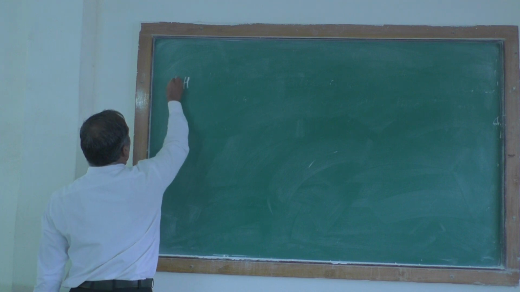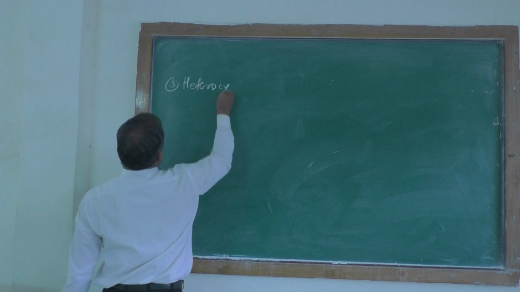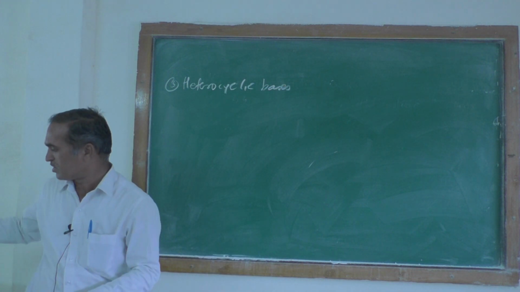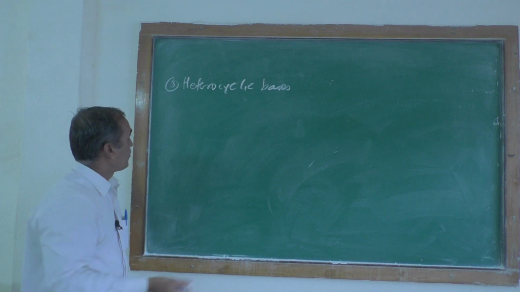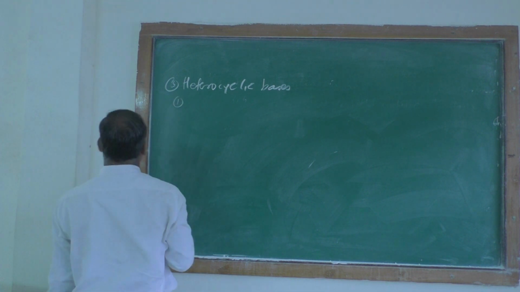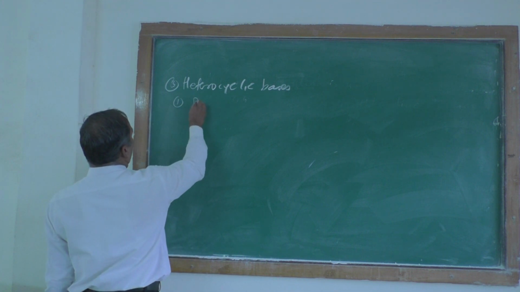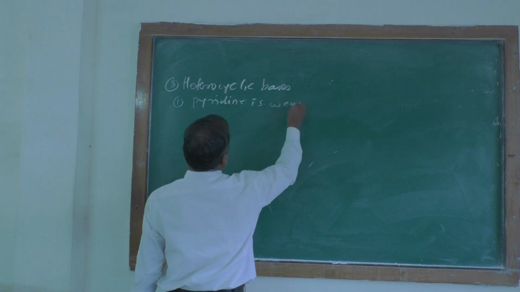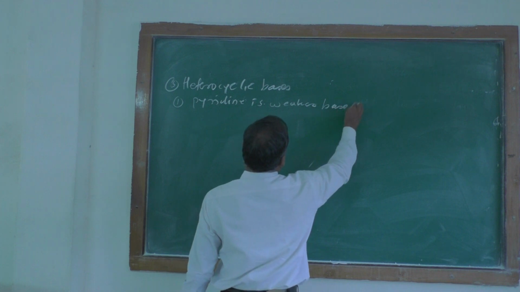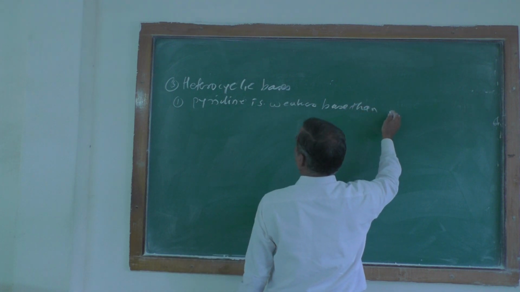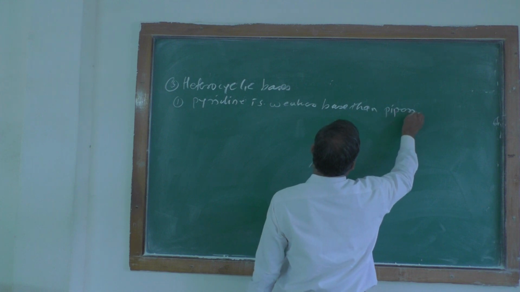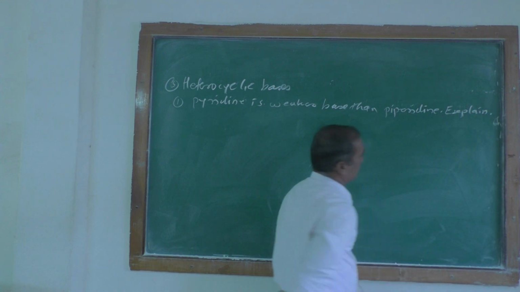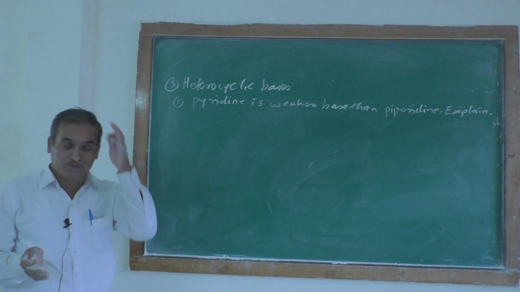This third one is heterocyclic bases, and we know that heterocyclic bases means what? Heteroatoms are there, cycle is there. For example, first application, let us see here. First application: pyridine is a weaker base than piperidine. Pyridine, explain. This is as usual.